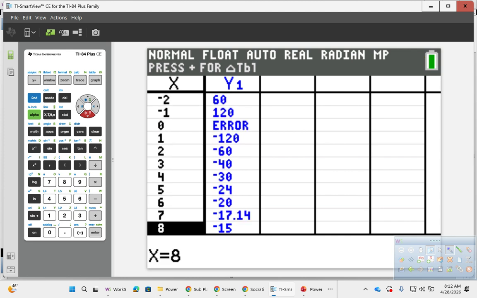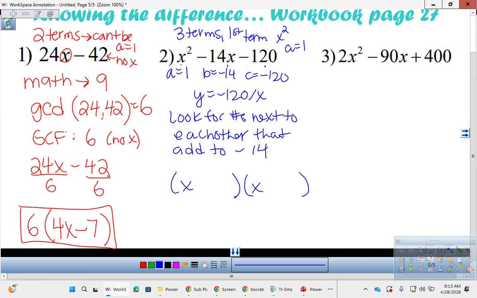All right. So 1 plus negative 120, that's negative 119. 2 plus negative 60, that's negative 58. 3 plus negative 40, that's negative 37. 4 plus negative 30, that's negative 26. 5 plus negative 24, that's negative 19. 6 plus negative 20, that's negative 14. So positive 6 and negative 20, that combination makes the negative 14. So it was positive 6, negative 20. And this is my factored form for that one.